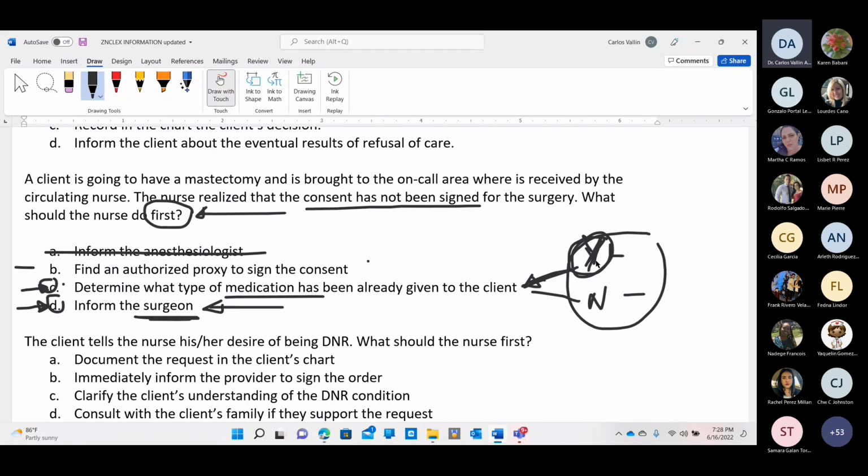Okay, suppose that the client received the medication. So I'm coming back to the doctor. Doctor, the patient received, I don't know, morphine, diazepam, lorazepam, Xanax, and everything together. Okay, mijo, go and find if there is any person authorized to sign for her in case that she is incompetent. Find if she has a proxy, you know? And I'm going to see.